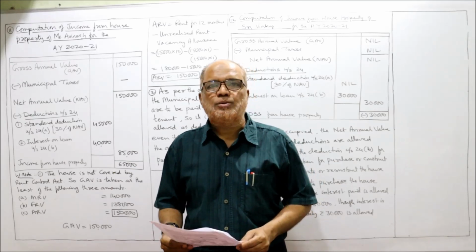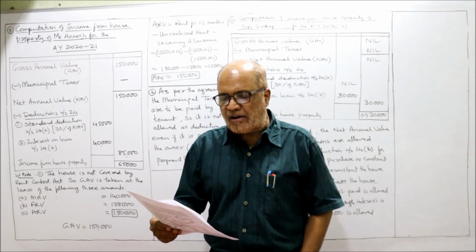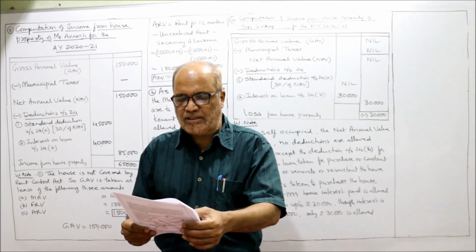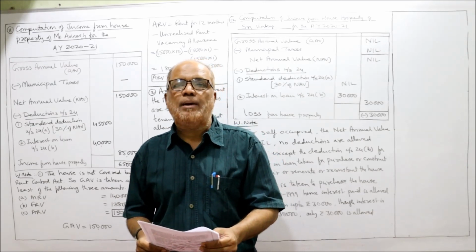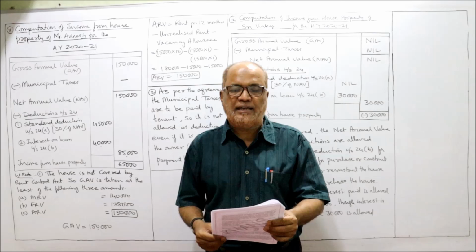Now we'll start the next problem. Problem number 11. See the 11th problem carefully. Mr. Avinash owns a house whose municipal value is 1,40,000. Municipal value means MRV, municipal rental value. And fair rental value 1,38,000.